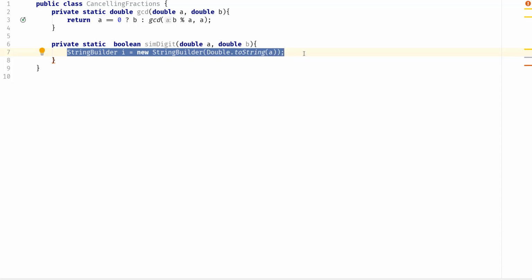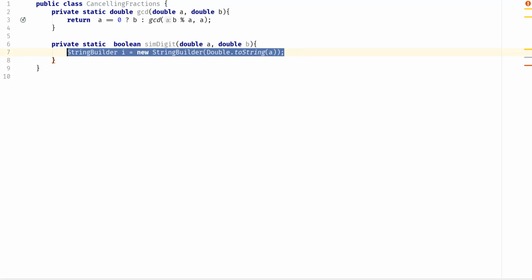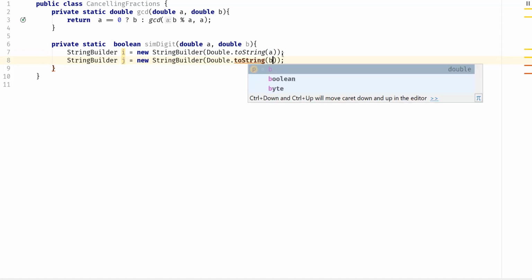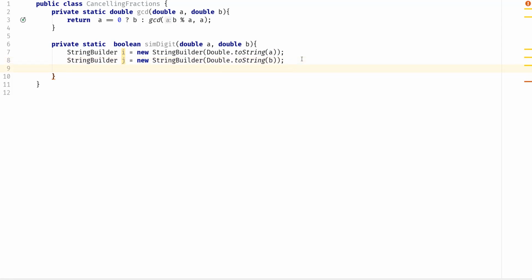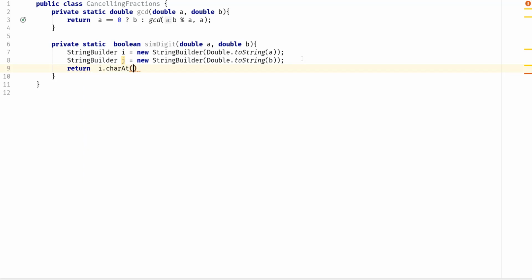So Control C, Control V. All right, and let's change this to, say, J, and change this to B. So what we want to do is return, let's do I.charAt(0) is equal to J.charAt(0).